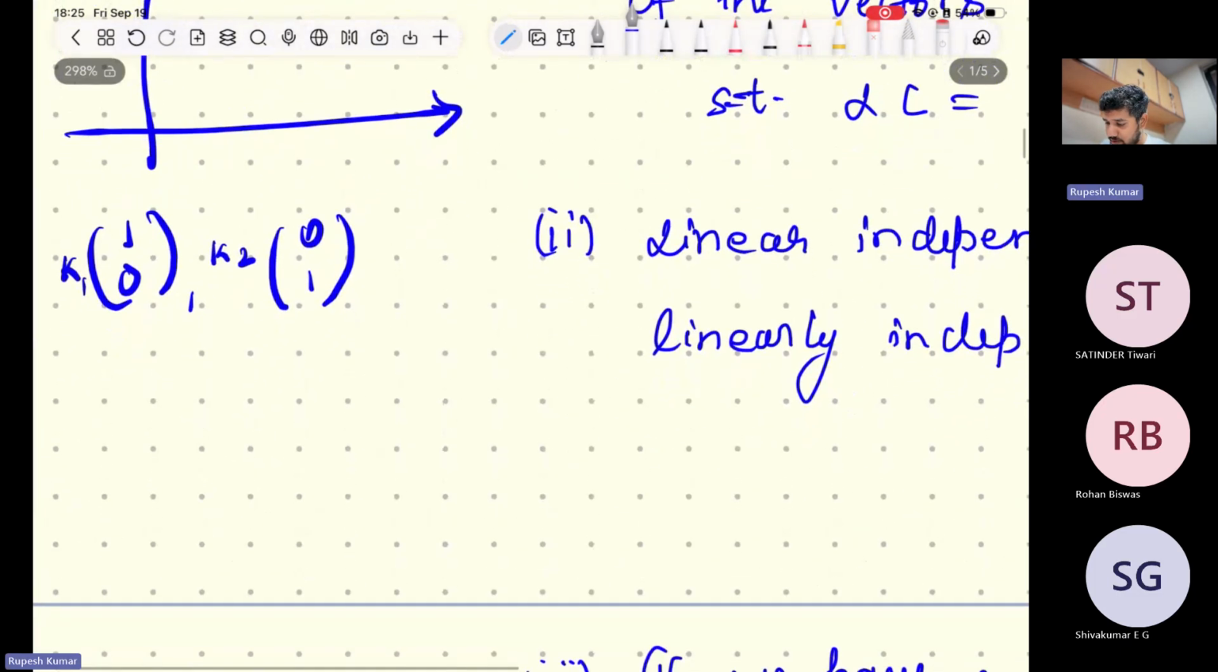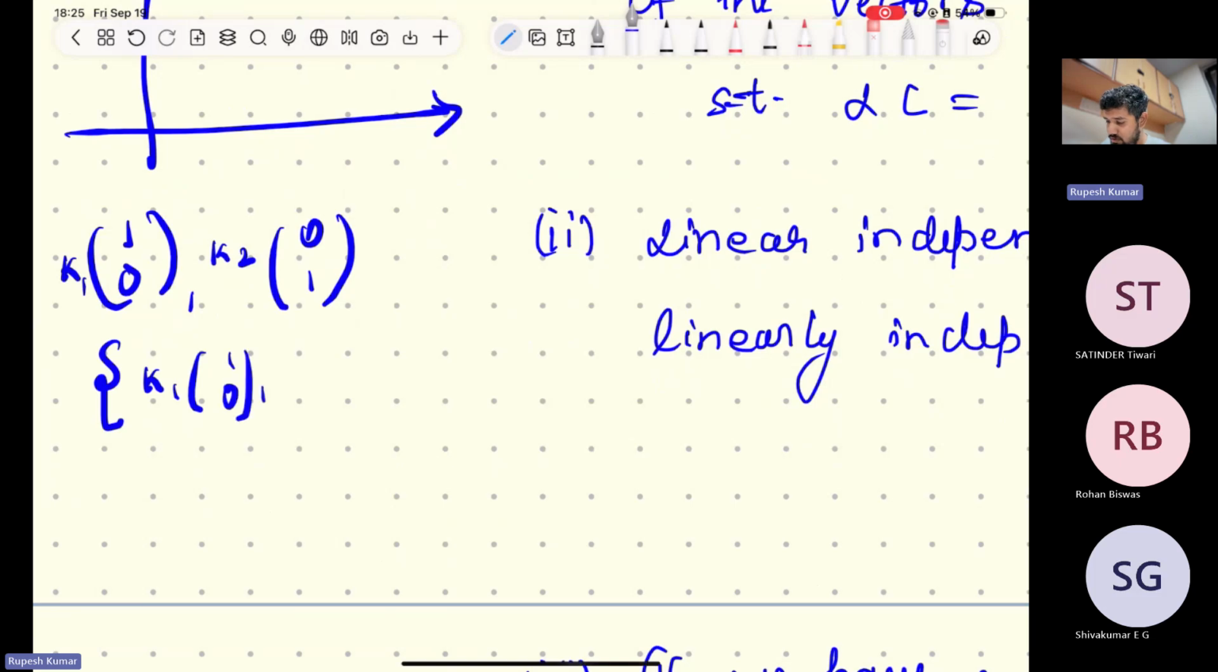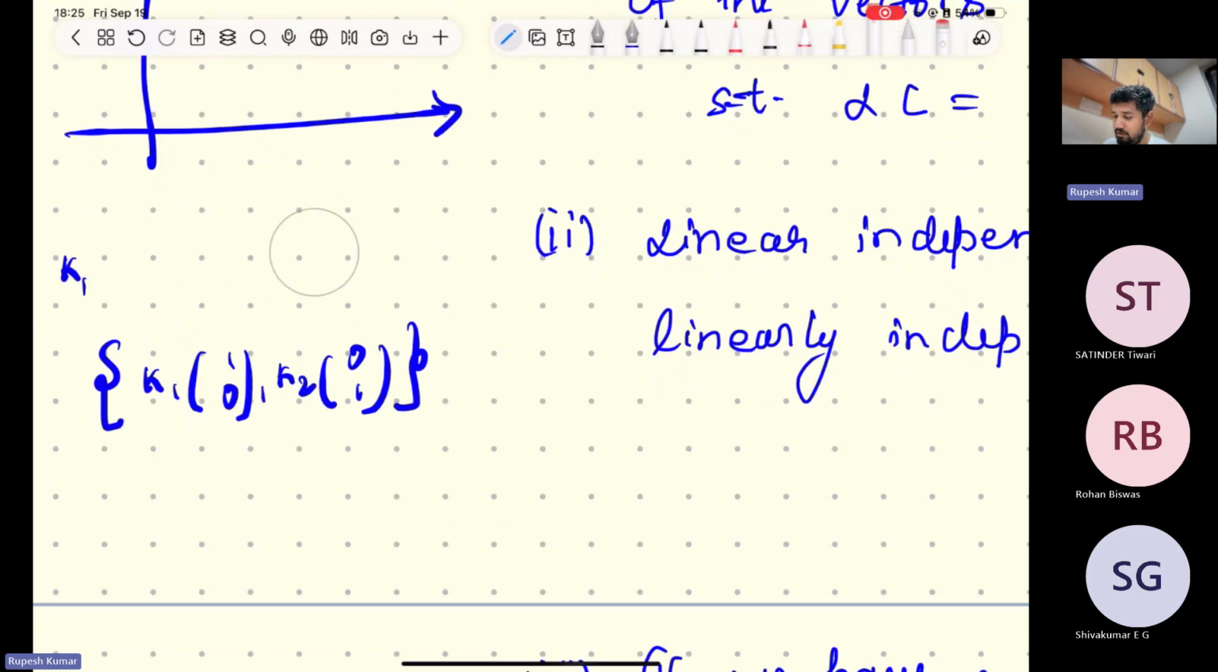Now, what I want to say here is, we have a set that looks like this: k1 times (1, 0), sorry, k1 times (1, 0) and k2 times (0, 1), right? So this is the set in which we are interested. This is the union of those two.